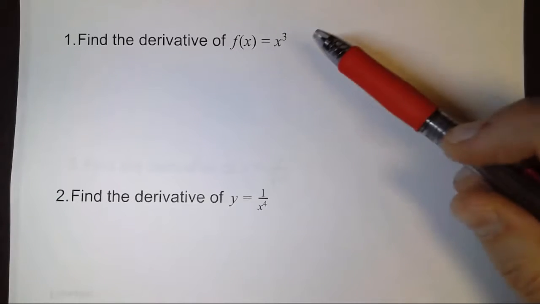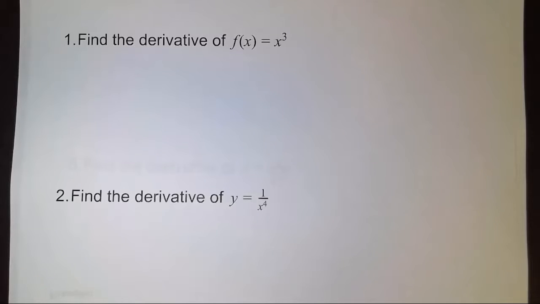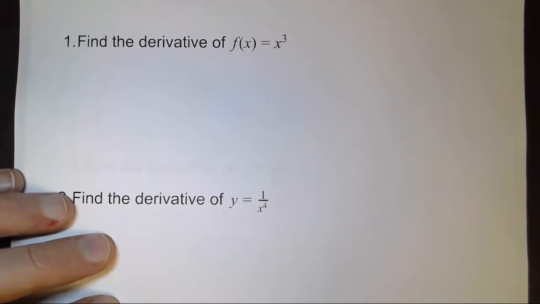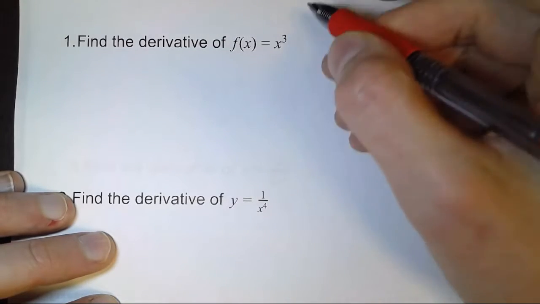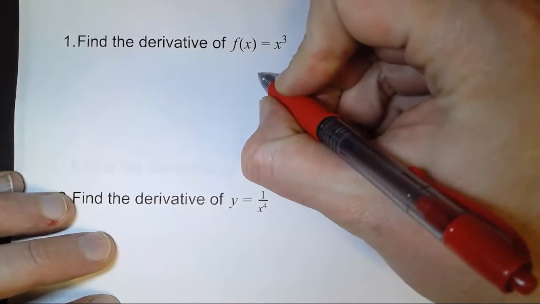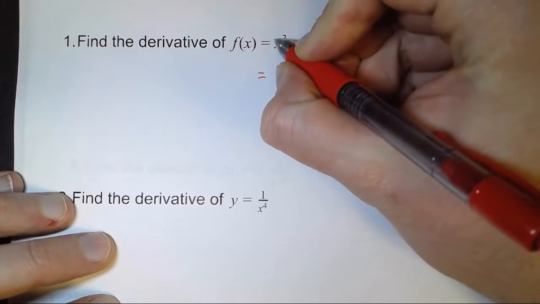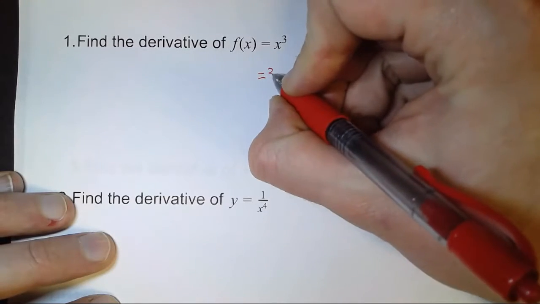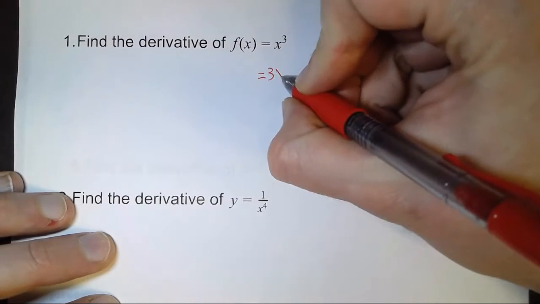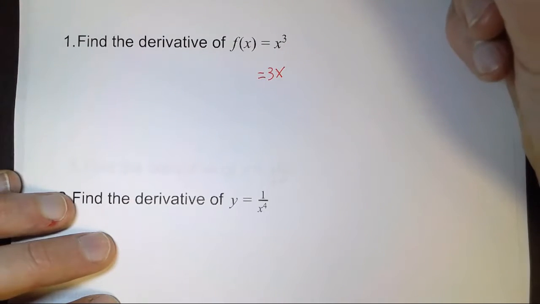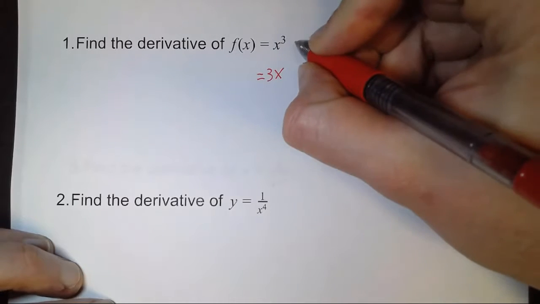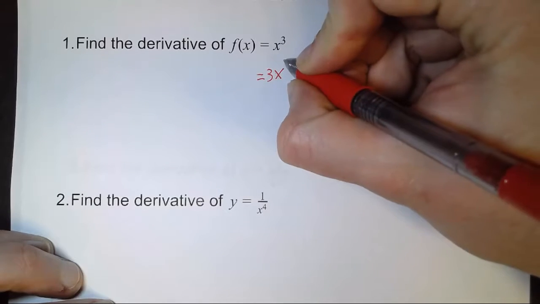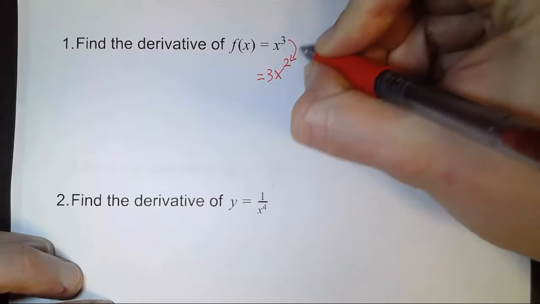So we're going to start with this first example of f of x equals x to the third power. And the rule is that when we have an exponent, to find the derivative, we bring that number down in front as a coefficient. Now the power on our variable, in this case our variable is x, decreases by 1. So this becomes x squared.